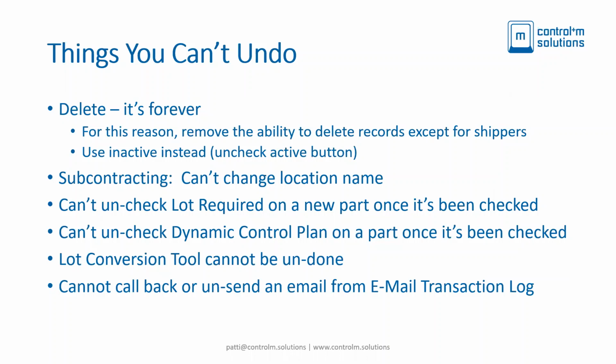Dynamic control plans, once that's been checked, cannot be unchecked for a part. If you use the lot conversion tool, it cannot be undone. That's because expiration now goes to the lot, not to the container. And it converts your tracking number to a lot number. There is no unwind on that. So make sure that you really test this if you're considering using that. Another thing to think about is you can't call back or unsend something that is sent via a Plex email transaction log.